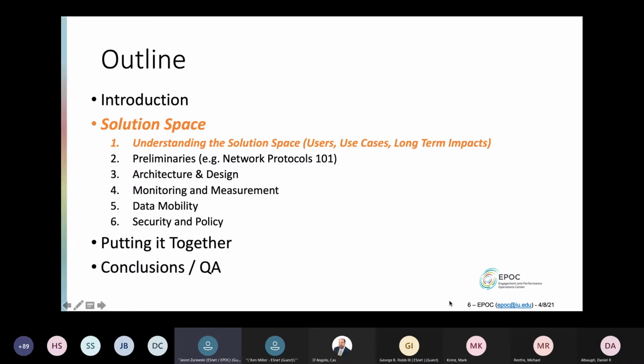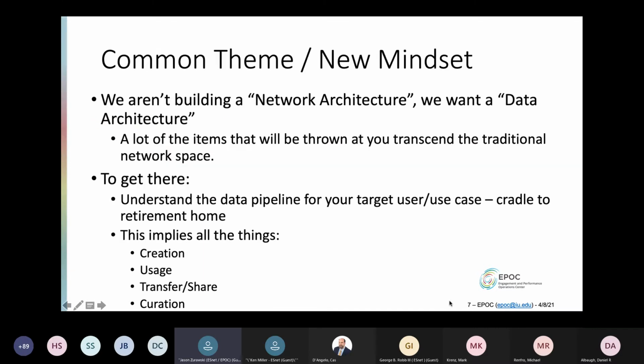So here's our solution space, and I'll go over these semi-quickly. In fact, I probably won't spend a whole lot of time on data mobility since we just covered that. But understanding what that solution space looks like, getting into a little bit about how network protocols work, some of the architectural and design pieces, a little bit on monitoring, which Doug will go into a lot more detail after me, and then a little bit on security, policy, and usage.